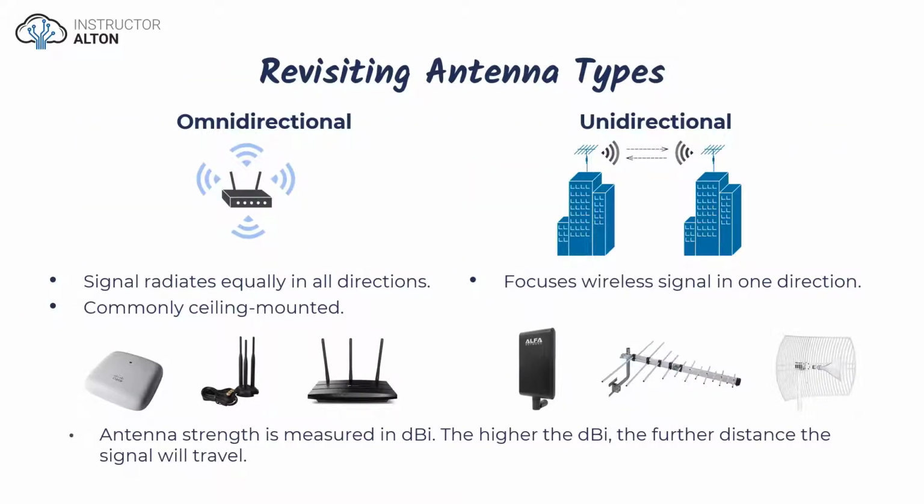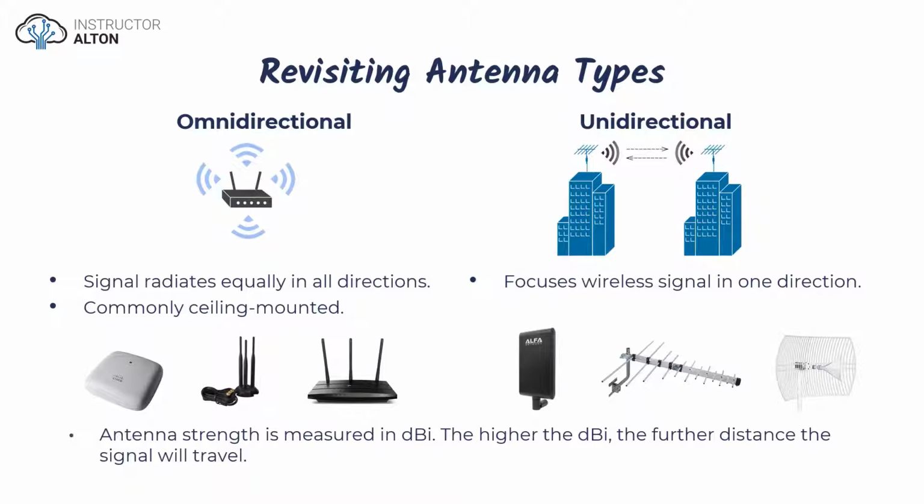So we've already gone over this, so I'll keep it short. We know that there are two different types. There's omnidirectional and there's unidirectional. Omnidirectional is when we're going to send the airwaves in all directions, and those are commonly going to be ceiling mounted in a business environment, or for example, in a coffee shop. And then there's unidirectional if you want it to go in one direction.